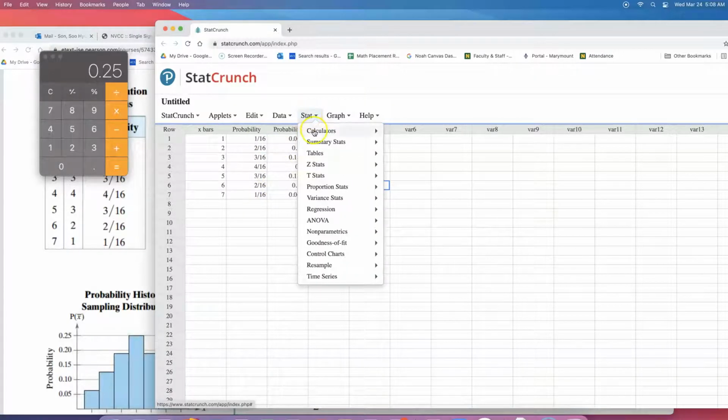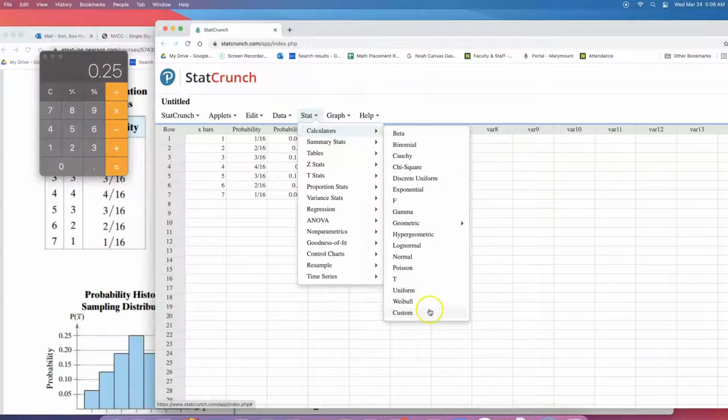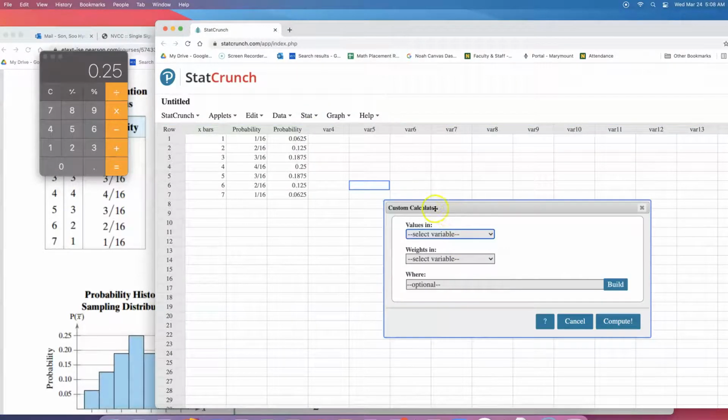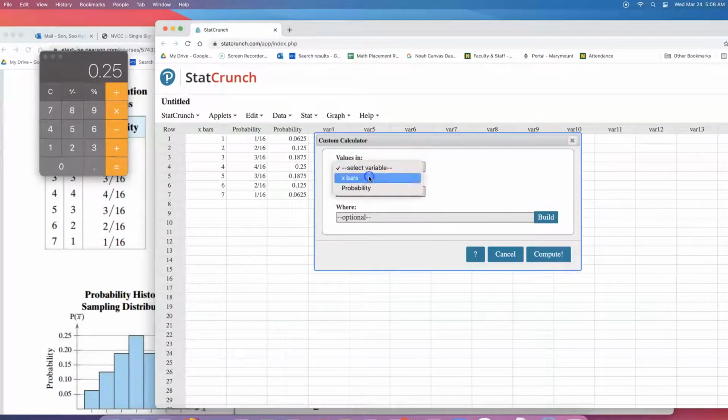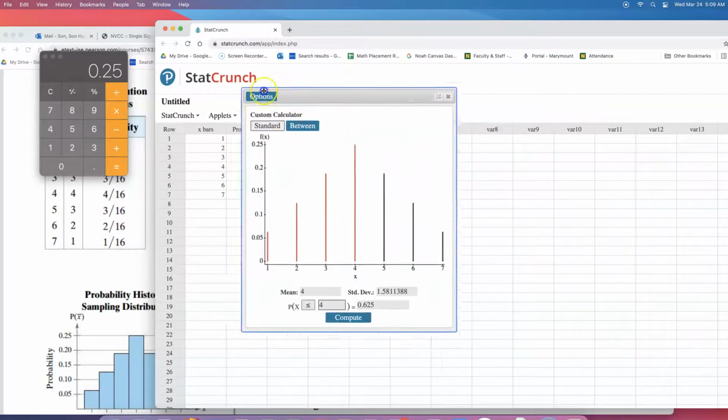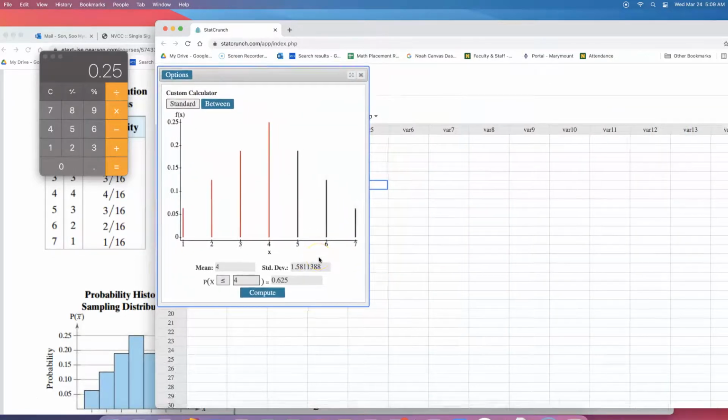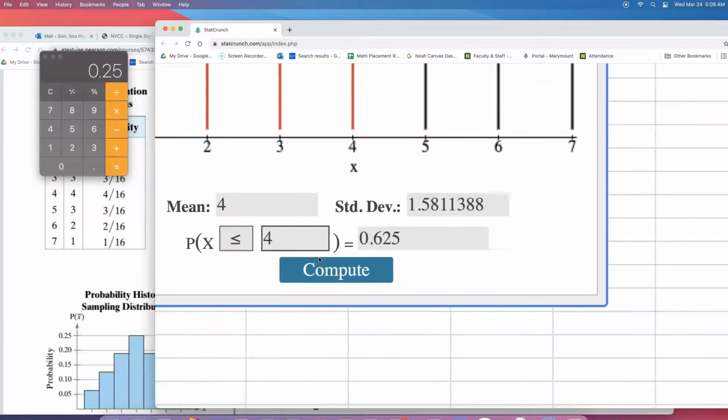So I'll go back to stat calculators and custom. I'll tell them my values are in X bar, and I'll tell them the weights are in probability. And I will just go ahead and hit compute, and you will see it. Do you see that the mean is 4 and standard deviation is 1.58? The one standard deviation they had for us was 1.6. They rounded this up.